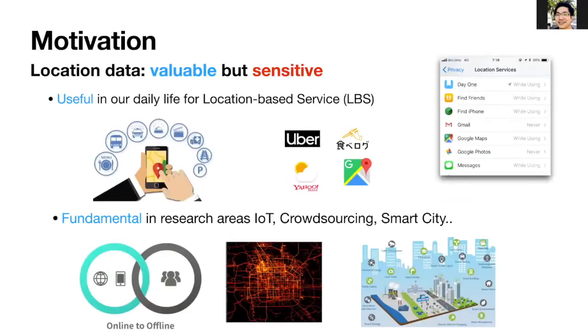So first thing I want to say is location data is valuable but sensitive. As you know, location data has been widely used in a lot of applications and is very useful in our daily life for a lot of apps: weather forecast, Google Map, Uber, and so on. And also fundamental in many research areas like IoT, spatial crowdsourcing, smart city. All these applications depend on the collection of big spatial-temporal data.